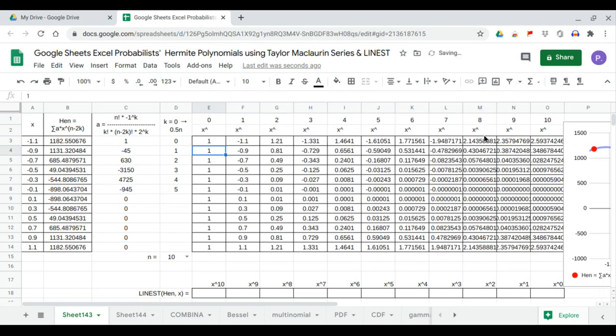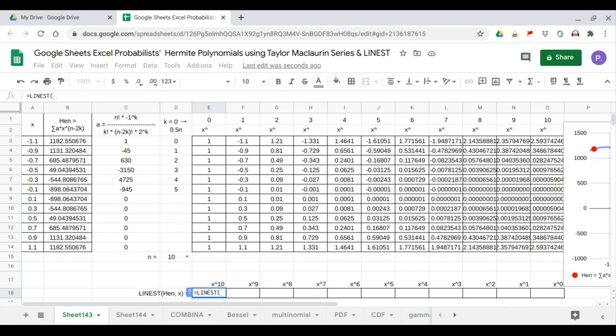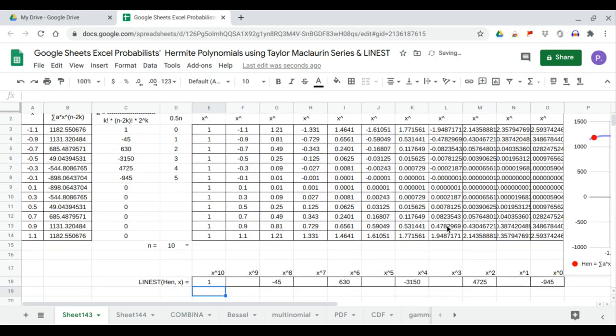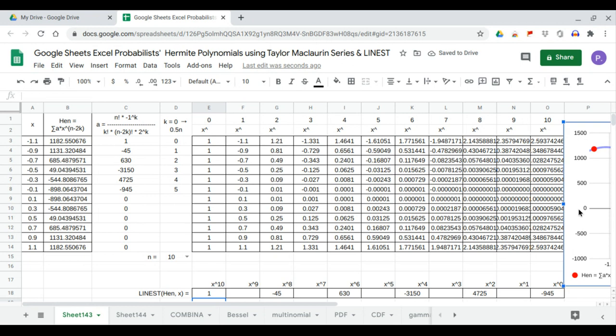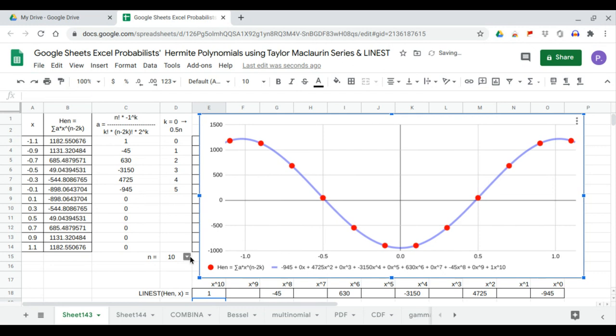Now that we have the 1 comma x matrix, we use LINEST to generate the regression coefficients of LINEST data y and data x. So we'll compare the regression coefficients with our polynomials. So starting from 0 at n equals 0.